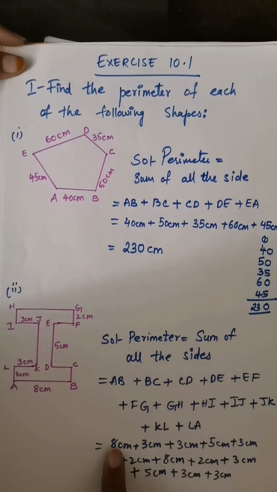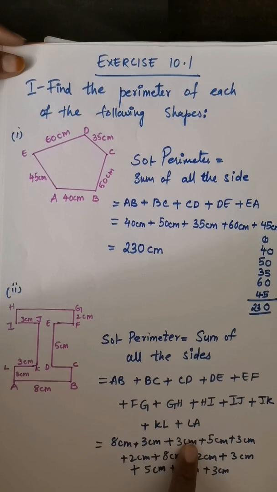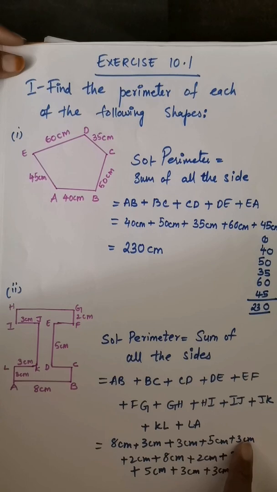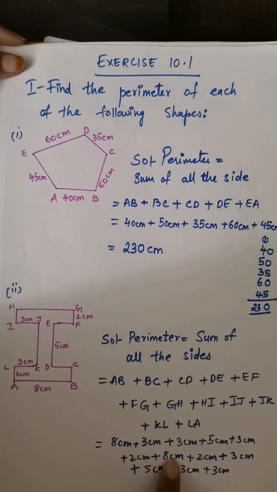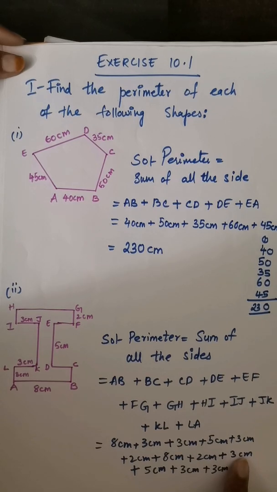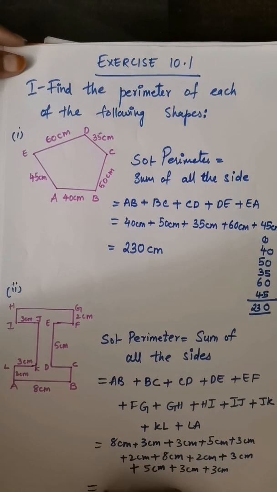Come on, let us add now. 8 and 3, 11. 8 and 3, 11. 11 and 3, 14. 14 and 5, 19. 19 plus 3, 22. 22 plus 2, 24. 24 plus 8, 32. 32 plus 2, 34. 34 plus 3, 37. 37 plus 5, 42. 42 plus 3, 45. 45 plus 3, 48 centimeter.